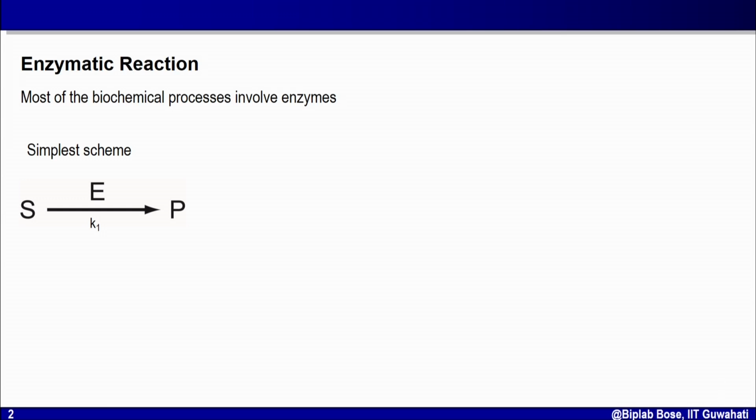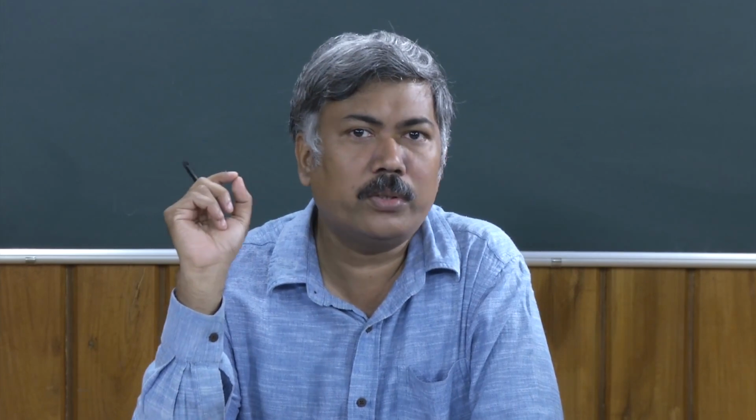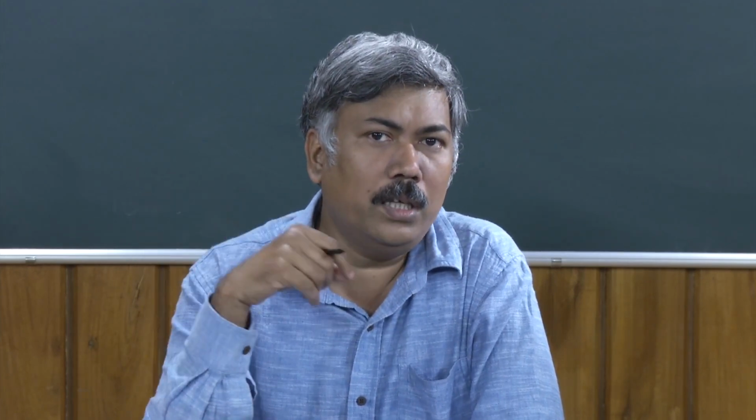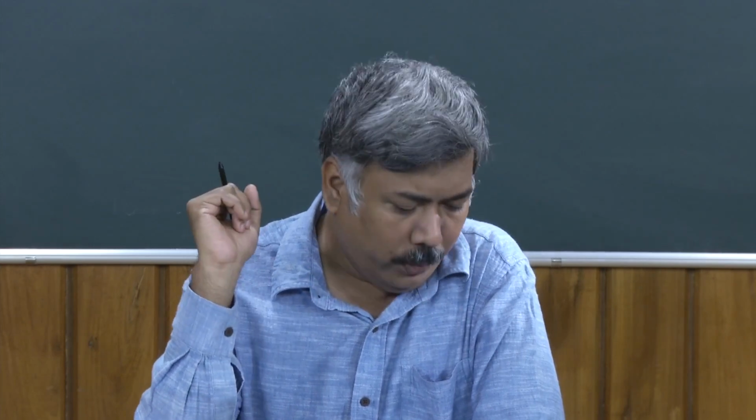Now remember, this is an enzymatic reaction. That means we have to remember that the enzyme E is not getting used up in this reaction, because initially it will form a complex with substrate, and then eventually it will be free again and the product will be formed. So the concentration of enzyme does not get changed in the long run by this process. That we have to keep in mind. That means if I have to write an ODE for the enzyme, I will not include this process in that ODE.